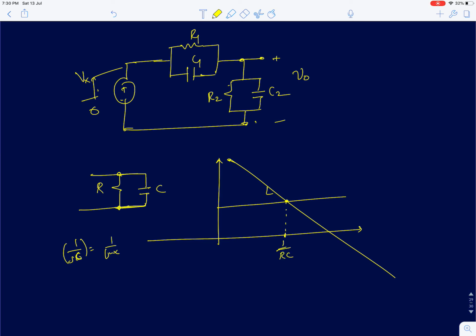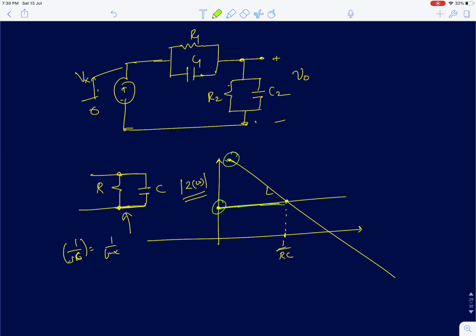There is a point where both of them become equal, and that point will be your pole, which is 1 by RC. So if you look at this RC network, and I'm asking you to plot mod of Z of omega, your frequency dependent impedance, whenever two resistors are in parallel, the lower resistance will always dominate the overall resistance. Now in this part, your capacitive impedance is very high, resistive impedance is very low.